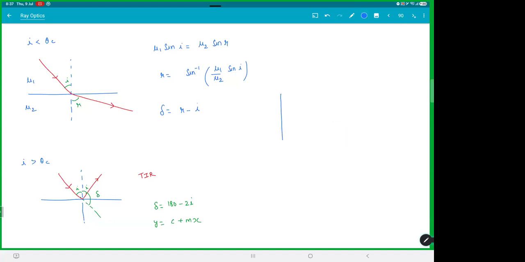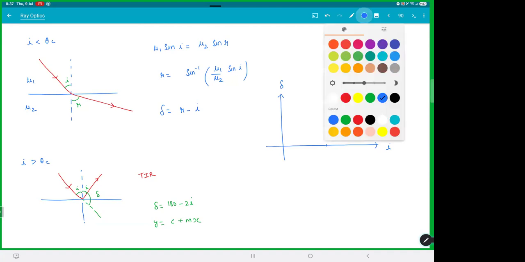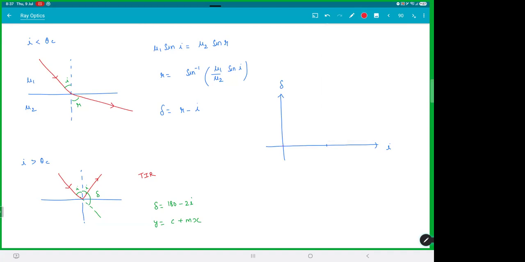So the graph will actually divide into two pieces. Up to theta critical, the first part of the graph would be some curve. It would be an increasing function. The deviation would keep increasing because r will increase faster than I. So r minus I is an increasing function, isn't it? Think about this: mu1 is greater than mu2, so whatever is the angle of I, r will always be greater than that. So r is increasing faster than I.